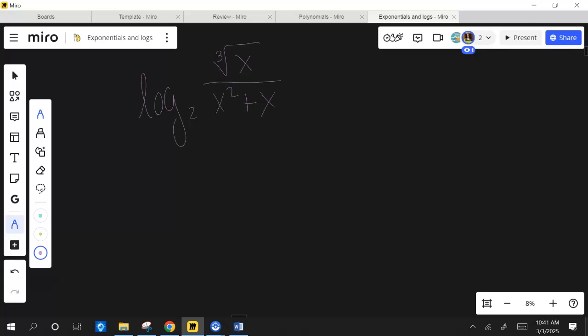If you are stumped as to where you should start on this, I would probably start by splitting that fraction up. Whole top, whole bottom, because there's really nothing else, right? So log base 2 of the cubed root of x, what goes in the middle? Minus log base 2 of x squared plus x. And that's in parentheses because that's the entire denominator.